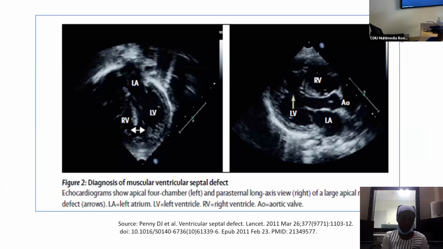The next diagram shows us a large muscular VSD that has been visualized from different views. The picture on the left shows us an apical four chamber view, and you can see there the left atrium, the right ventricle, the left ventricle, and we can see where the defect is. The picture on the right is a parasternal long axis view, and again this one shows your right ventricle, left ventricle, your left atrium, and the aorta, and again you can see the large muscular defect in the septum.